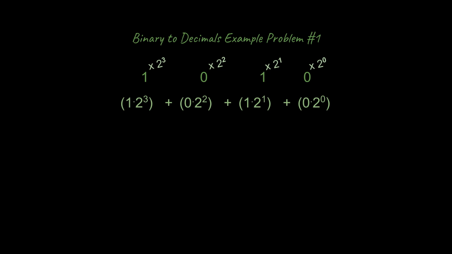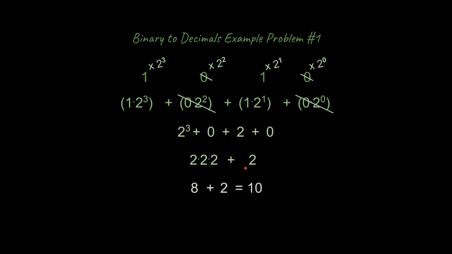This is how you could think through this, but just recognize that 0 times anything is 0. So we can get rid of this, and we can get rid of this, and simplify the problem. So what we're left with is 1 times 2 to the third. Well, 1 times anything is just that thing, so we can kind of ignore the 1 here and write 2 to the third, and then we have a 1 times 2 to the 1, which is 2 over here. And just a reminder, 2 to the third would be like taking 2 and multiplying it together 3 times. So that would be 2 times 2, which would be 4 times 2, which would be 8. So 8 plus 2 would be our answer of 10. And that's how you would do your first example problem of converting from binary to decimals.